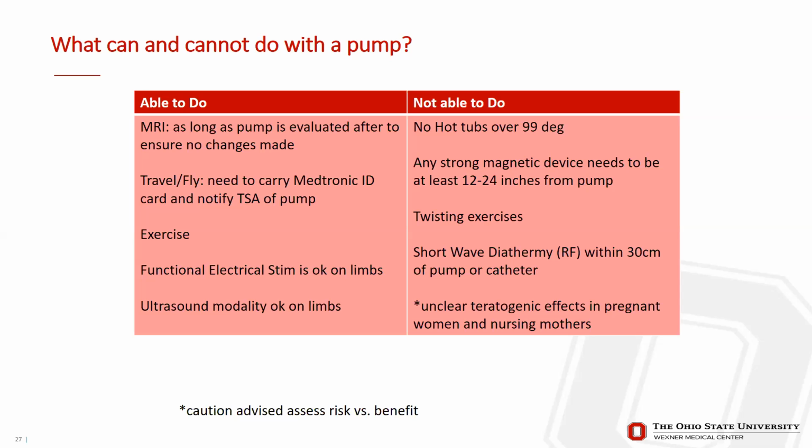But you can't do hot tubs. It is a metal device, so nothing that's over 99 degrees. Any strong magnetic device needs to be at least 12 to 24 inches from the pump. So the new iPhone 13s, actually, we've had a lot of data that if they're in the pocket or near someone's baclofen pump, it can shut off the pump. Because of the type of magnet that's in the iPhone 13. So if you have a newer smartphone, be a little wary about which pocket you put it in. Any twisting exercises, anything like shortwave diathermy, that's basically doing a lot of heating near the pump. You don't want to heat anything.